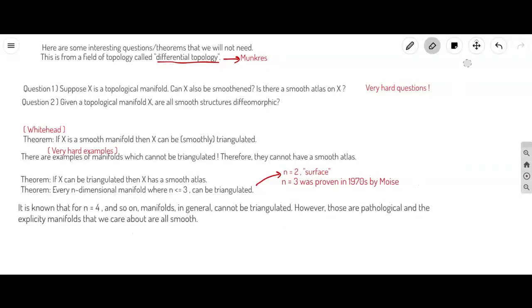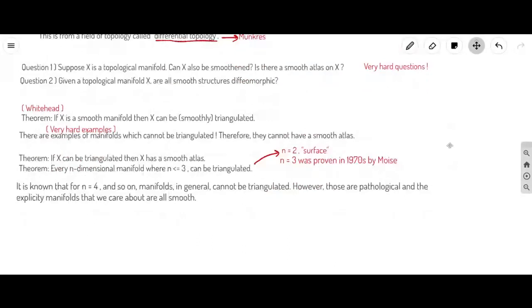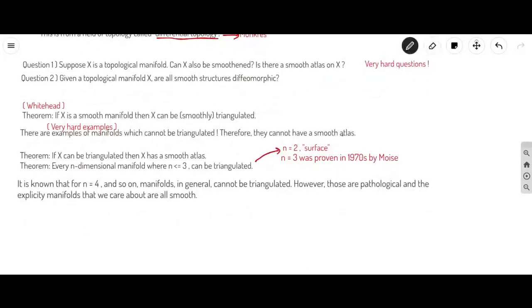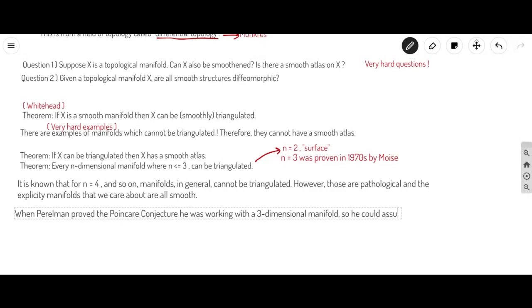So we have this. Now, the other question, actually, maybe I should say this. When Perelman proved the Poincare conjecture, he was working with a three-dimensional manifold. So he could assume that it was smooth, which he had to.